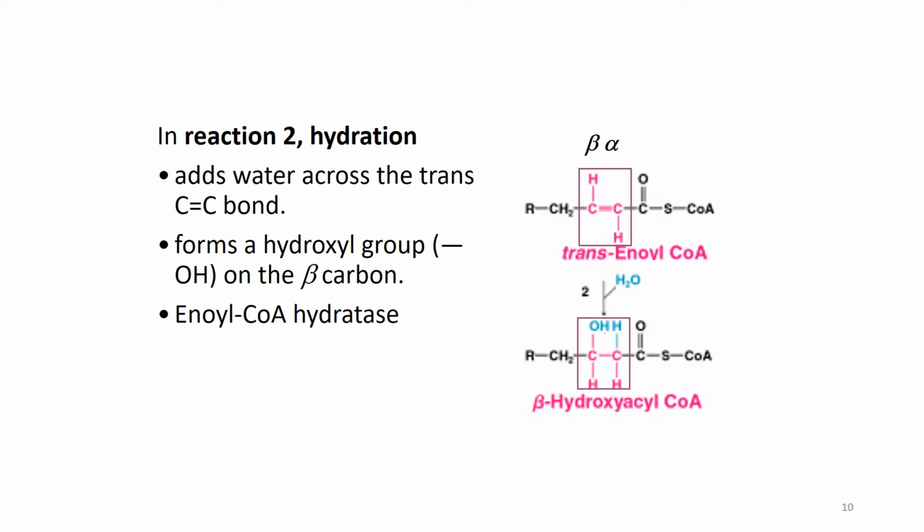Second step is a hydration. We're going to add water across that double bond. Okay? So here's our trans-enoyl-CoA. We have our double bond between C-alpha and C-beta. We're going to add water across that bond, and we'll get this hydroxyl group on the beta carbon. So we have now produced beta hydroxyacyl CoA, and the enzyme here is enoyl-CoA hydratase. So this is our hydration reaction.